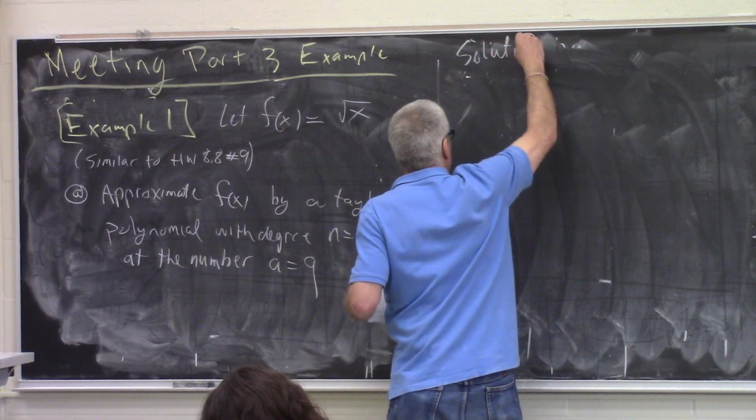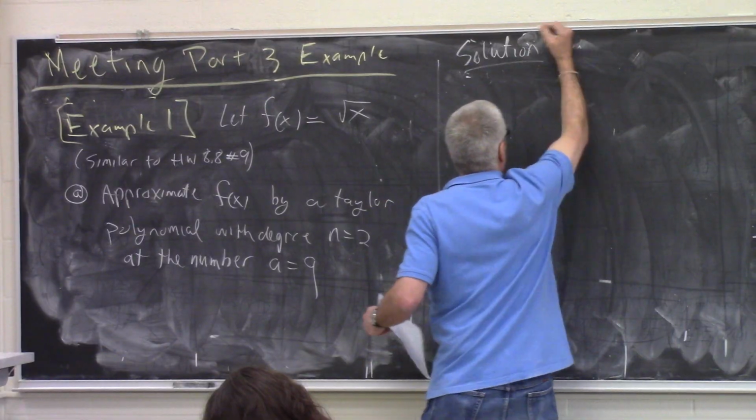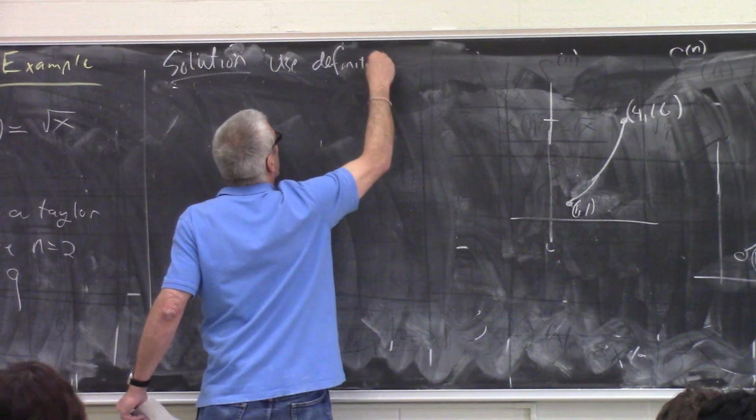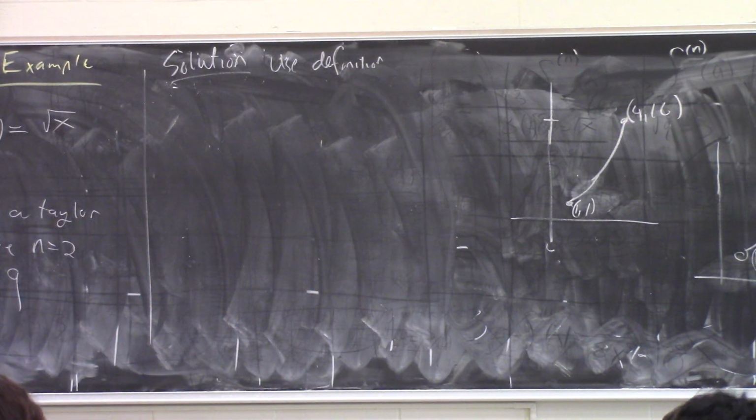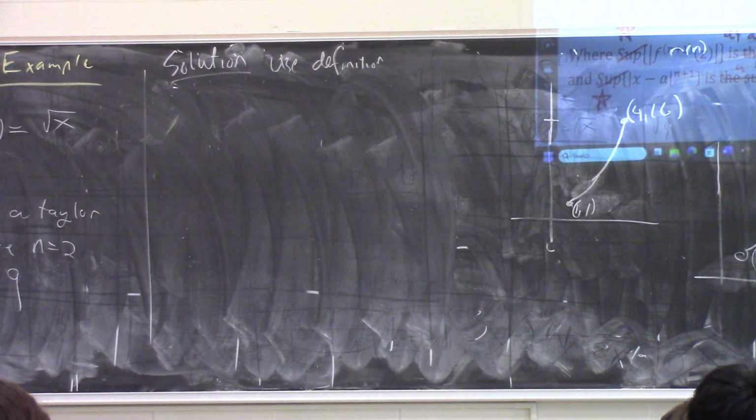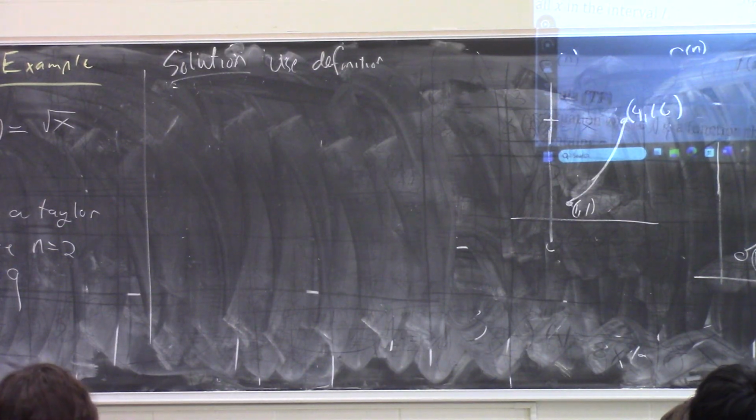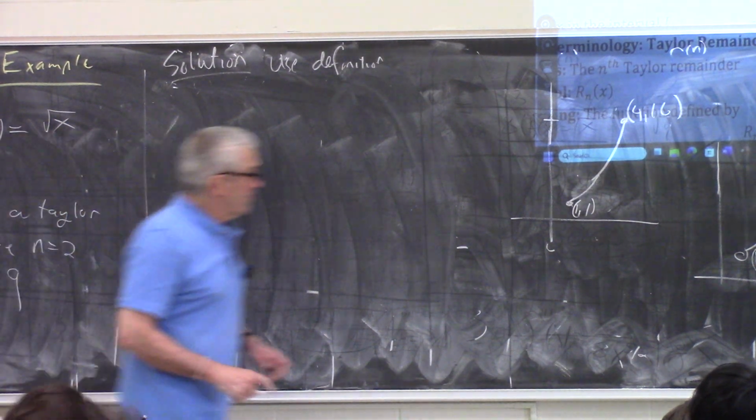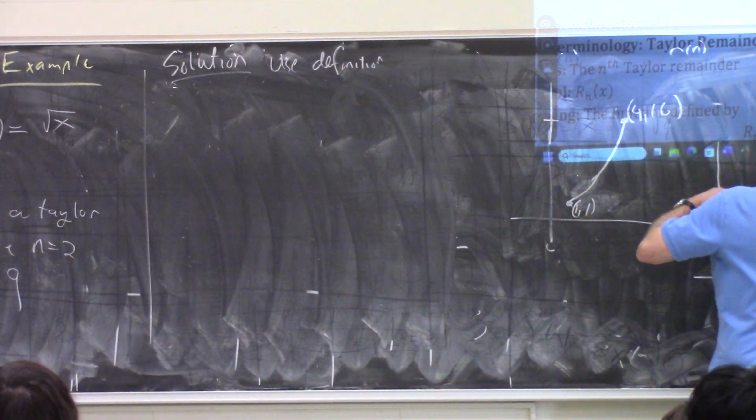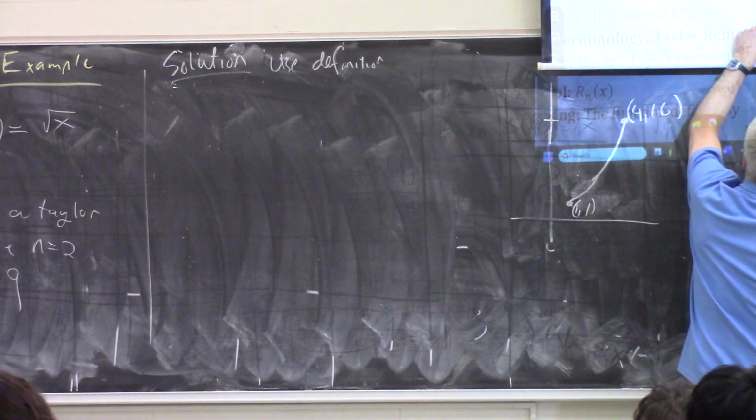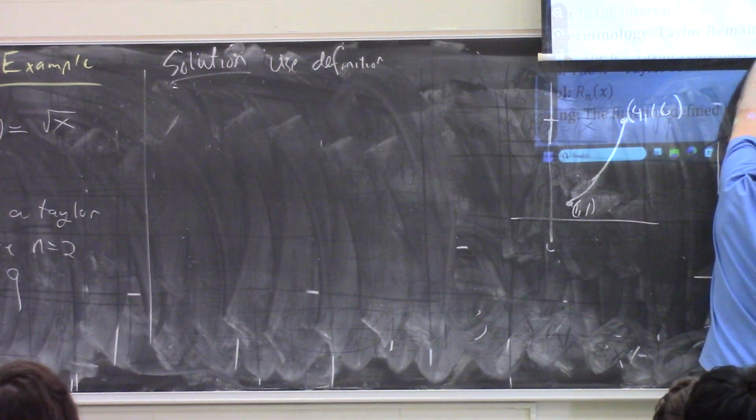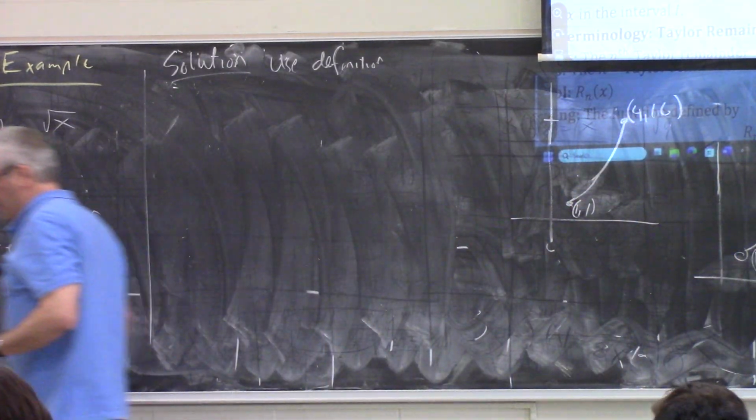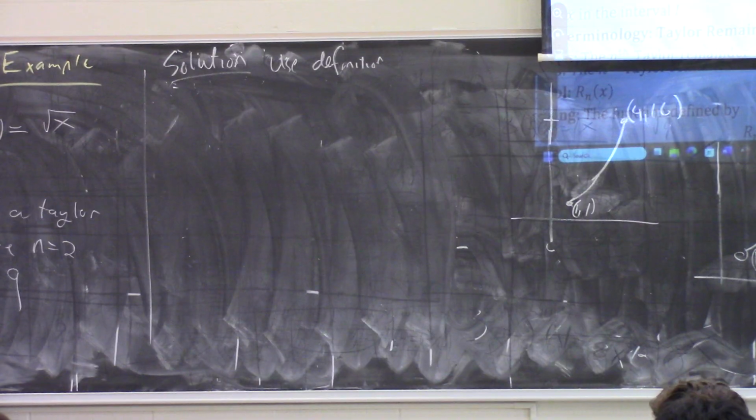Remember the definition of Taylor polynomial from this handout. The Taylor polynomial is going to be this baby. So we've got to build one of these where n is the number 2. So we're going to use that definition from the handout.